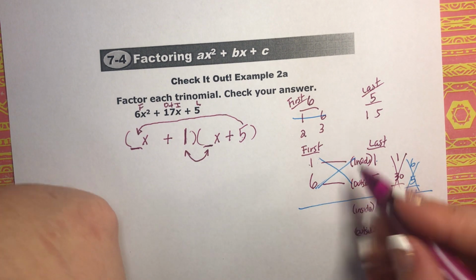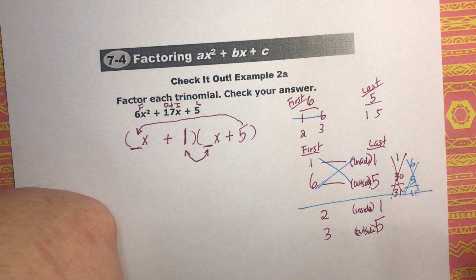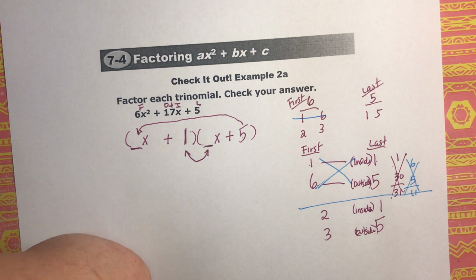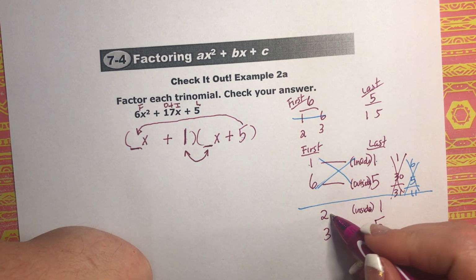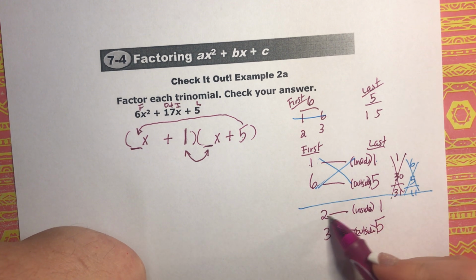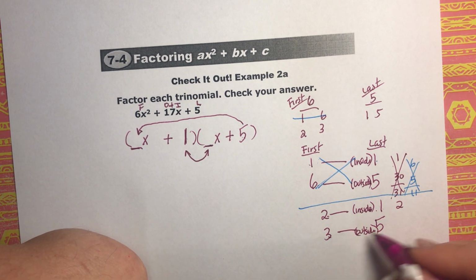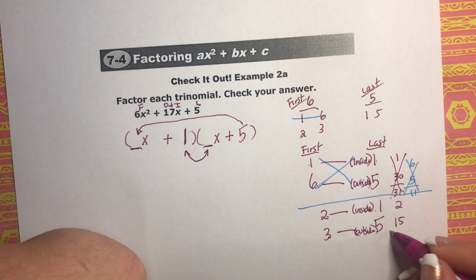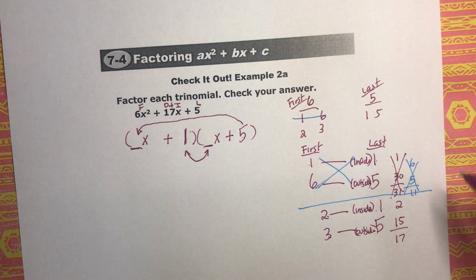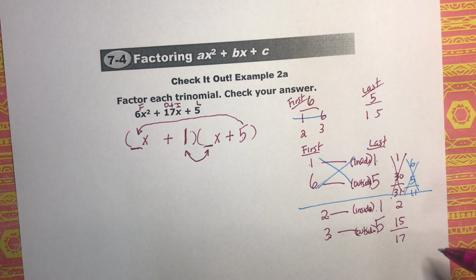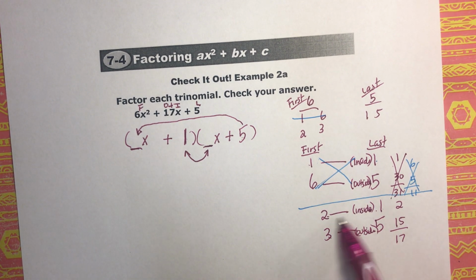So what is it, 2 and 3? So 2 and 3. So we could go straight across, right? 2 times 1, 3 times 5. 2 times 1 is 2, 3 times 5 is 15, and you go 2 plus 15 and you get 17, which is what we need. Woohoo!